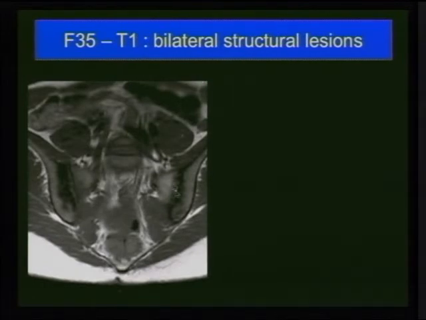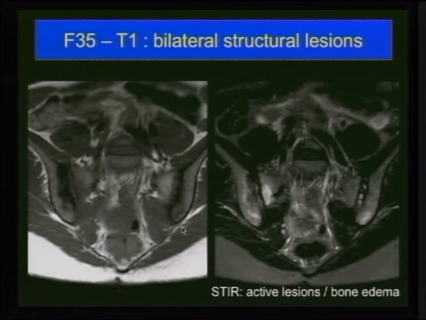This patient is a female, 35 years of age, with bilateral abnormalities on T1 weighted. That means structural abnormality. But is this one a chronic case, or does it have associated acute on top of chronic changes? And that's why we need to do the STIR images.